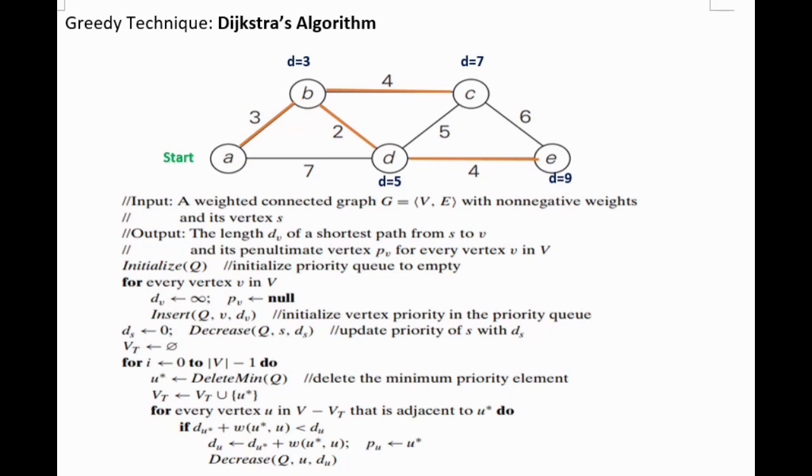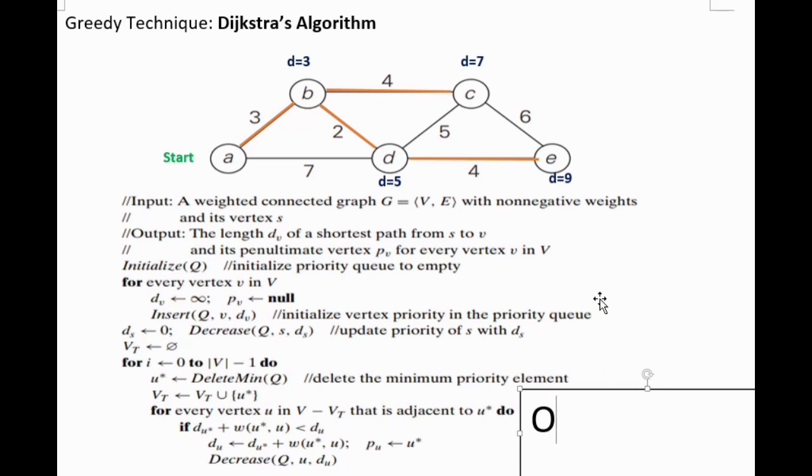Here is the algorithm, and the time efficiency of Dijkstra's algorithm depends on the data structure used for implementing the priority queue and for representing an input graph itself. We can see that the shortest path from node A to node E is through node B and node D, with a total distance of 9.